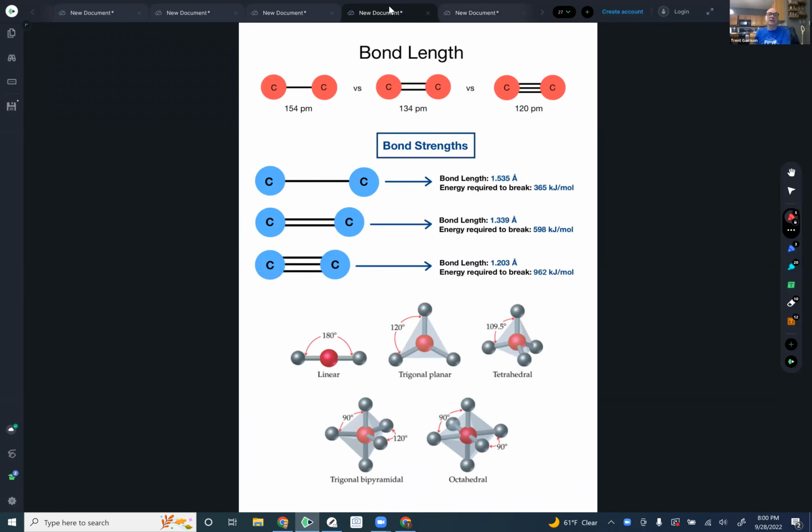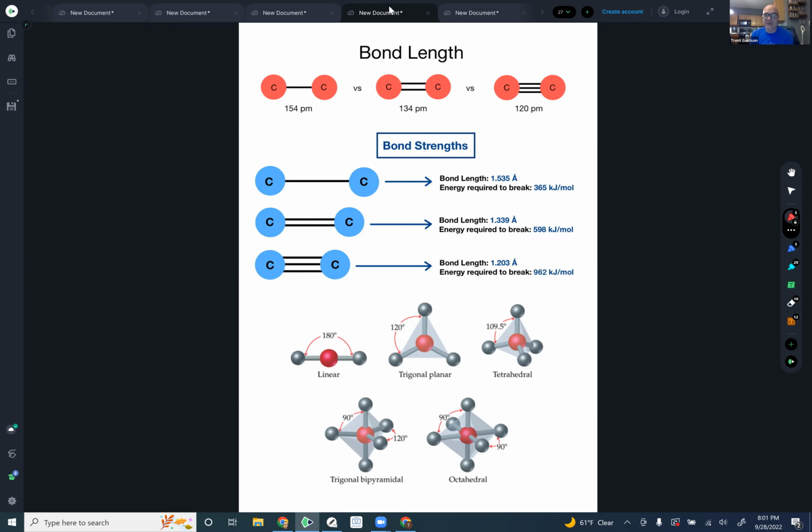The first one is bond length. And the definition is the length of the bond. I am not trying to be snarky. That is the true definition. It's the distance in between 2 atoms. It's the bond length. The big key for it is that it gets shorter the more bonds you have. If you have single bonds, they're the longest. If you have triple bonds, they are the shortest.